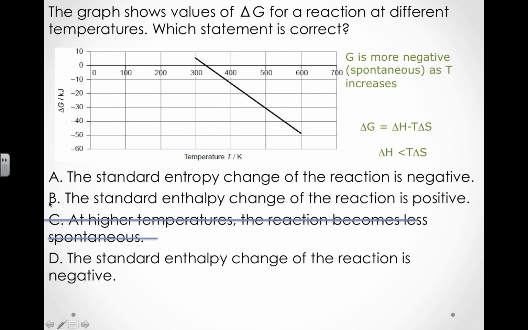So that's kind of an odd question, but it is a released IB question. And so now you've seen one of the ways that they could ask that.